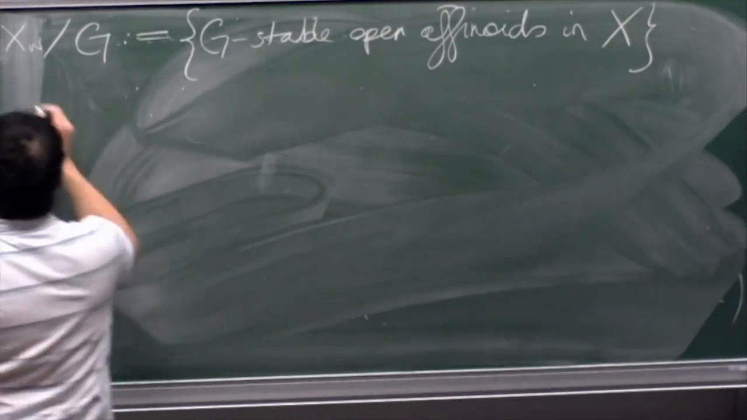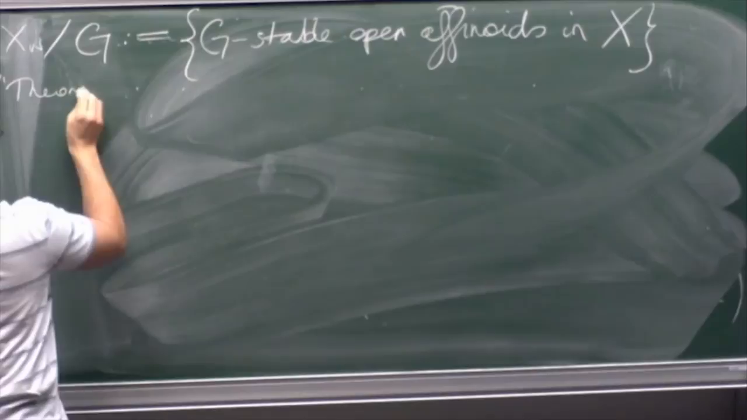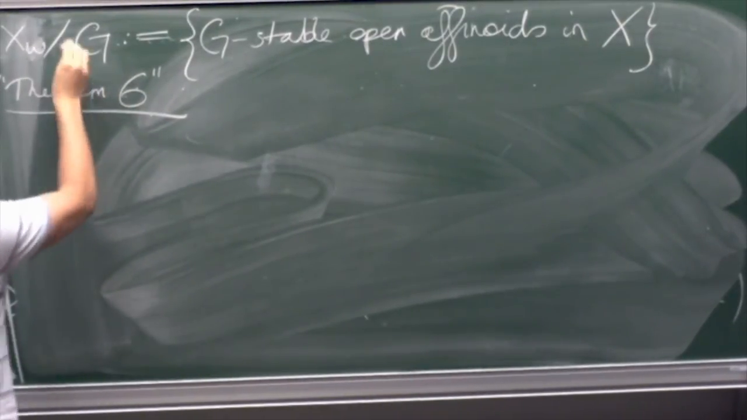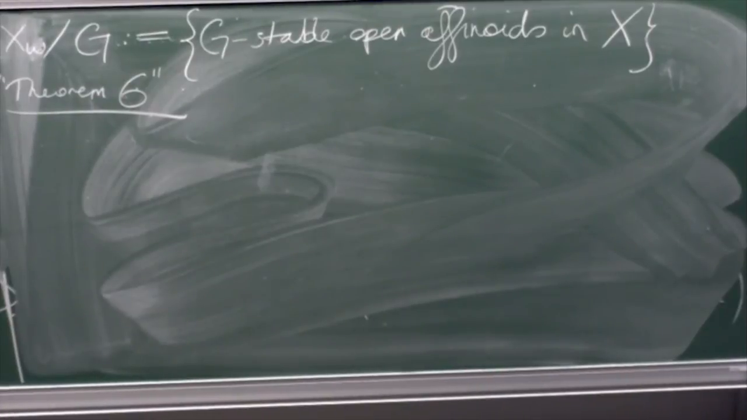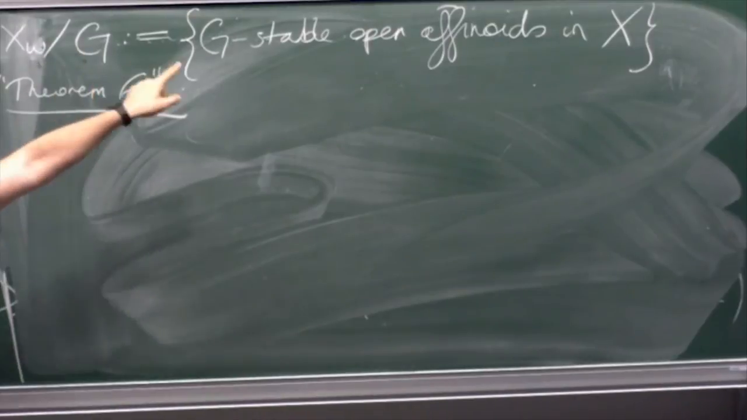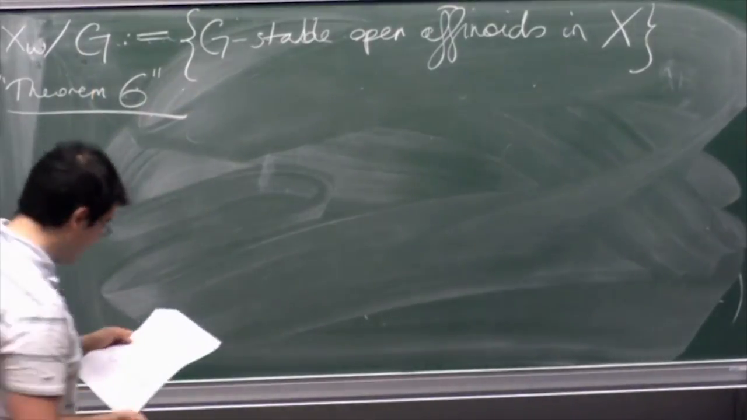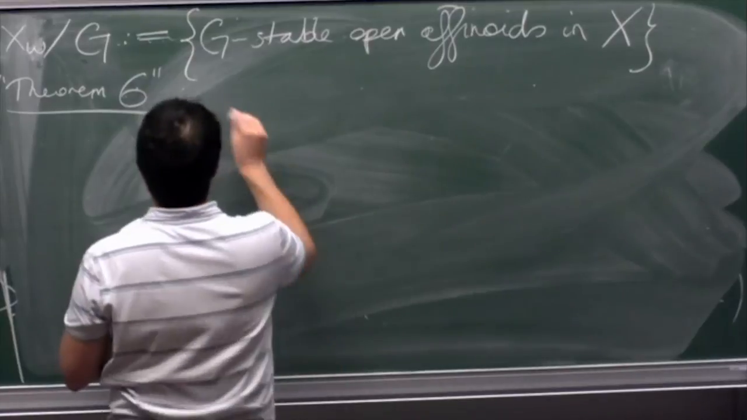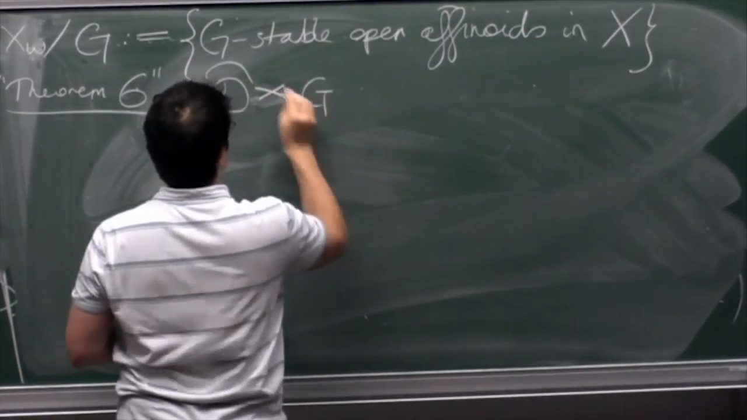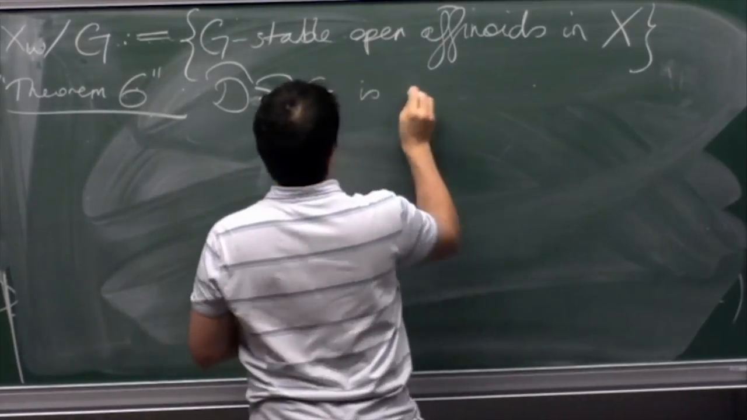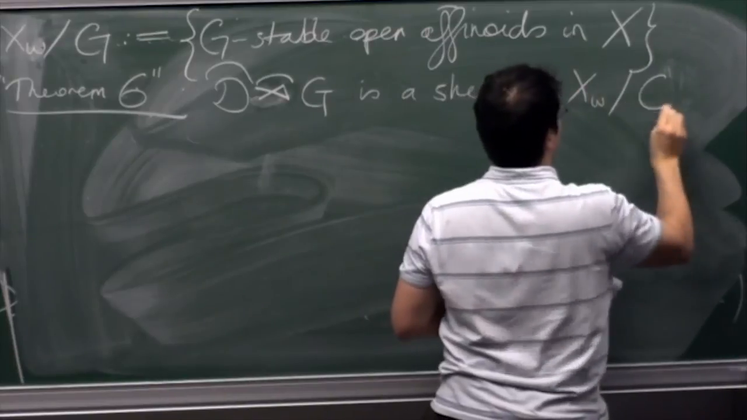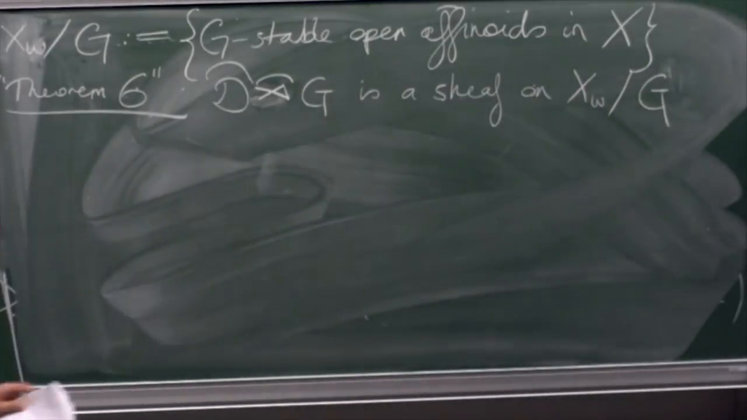And then expected theorem 6. X, W, slash G. Just notation. I want to use that notation to define that set. This thing should be a sheaf on this G topology. We'll find out coverings.